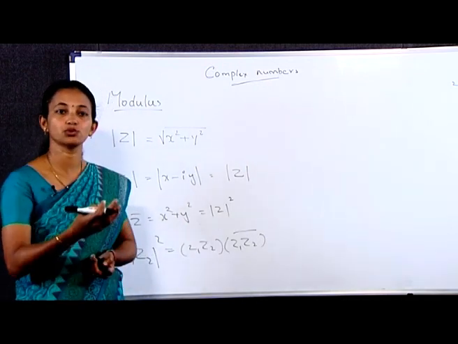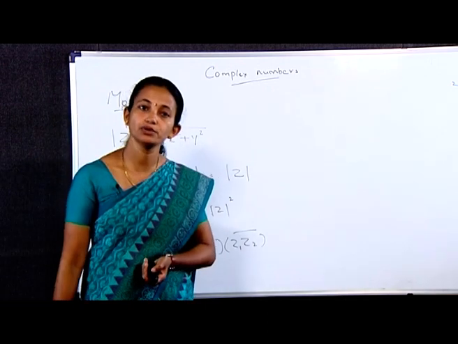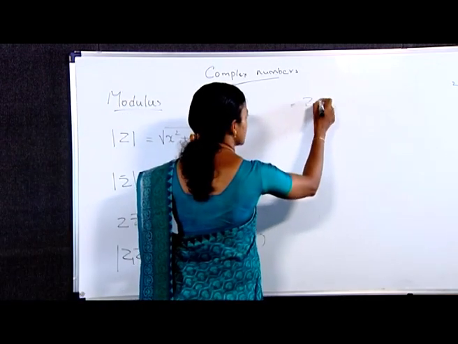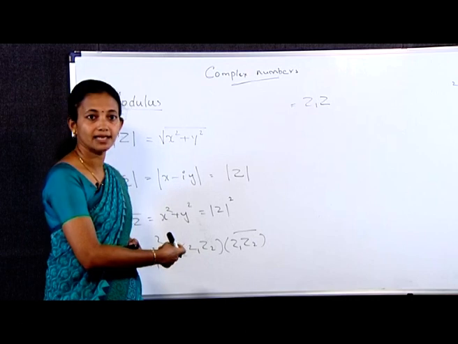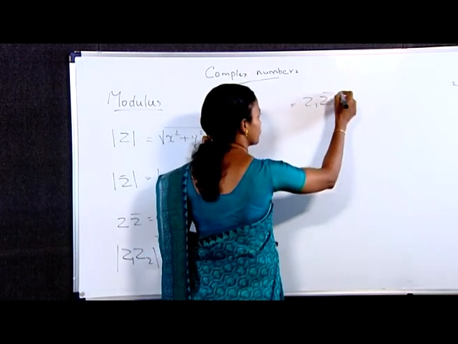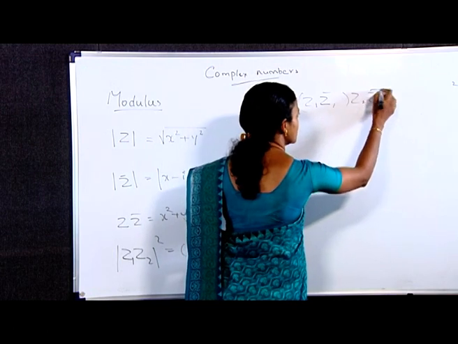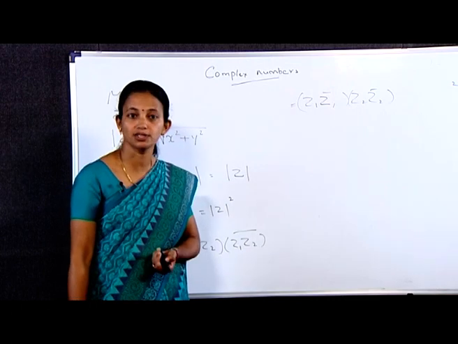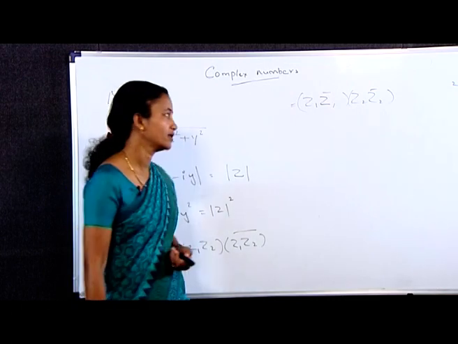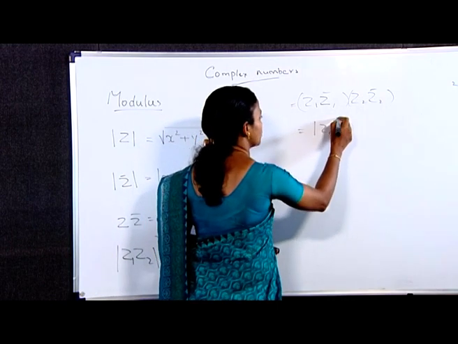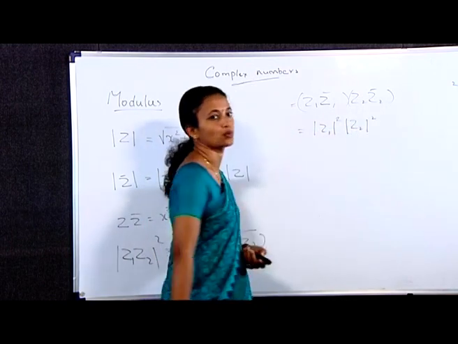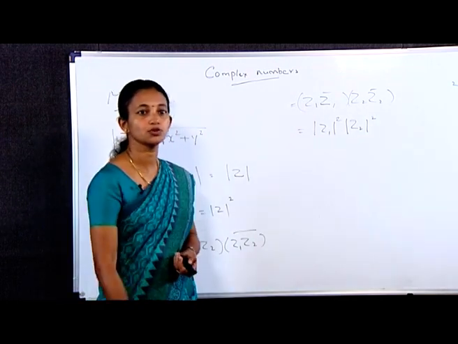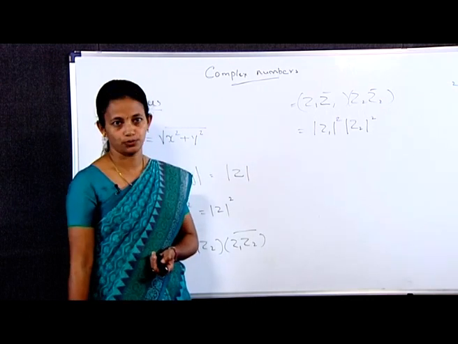Using the property that the conjugate of z1 z2 is equal to z1 bar into z2 bar, we can write mod z1 z2 squared as z1 into z1 bar into z2 into z2 bar. Using associativity and commutativity of multiplication of complex numbers, this is equal to mod z1 square into mod z2 square. Hence, we have mod z1 z2 is equal to mod z1 into mod z2.